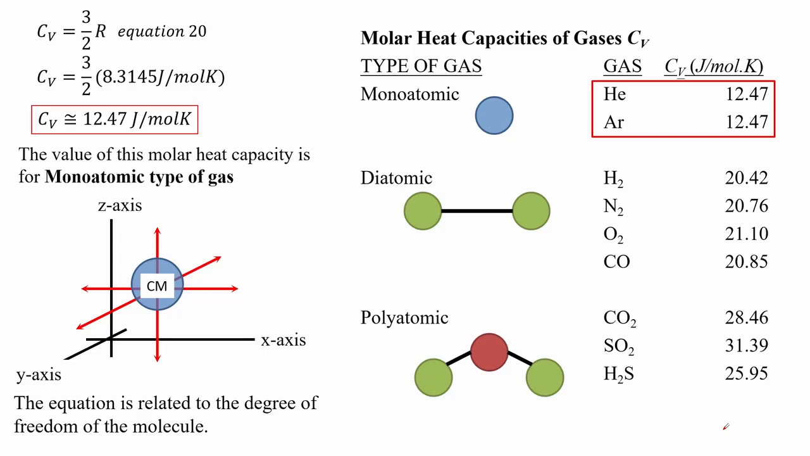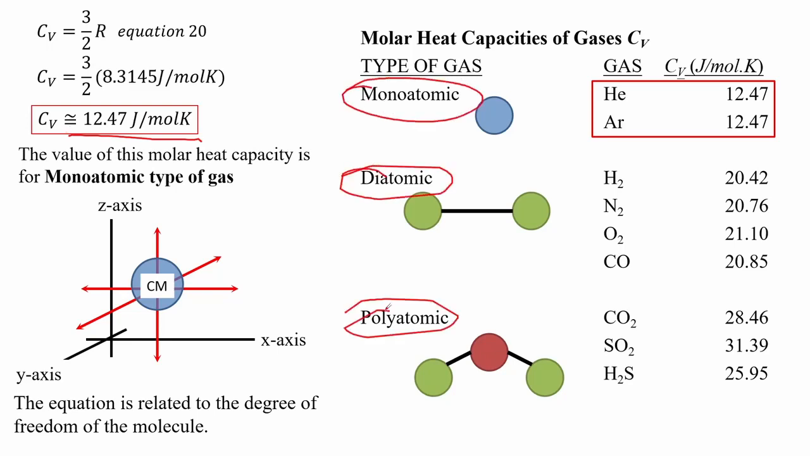Calculating the value of the molar heat capacity, it is shown to have a value of about 12 joule per mole Kelvin. Shown here are the molar heat capacities for the three types of gases: the monoatomic type, diatomic type, and polyatomic type. Comparing the value of the molar heat capacity calculated from equation 20, it appears that only the monoatomic type of gas fits this value. Equation 20 is related to the degrees of freedom of the molecule, which we will show later.